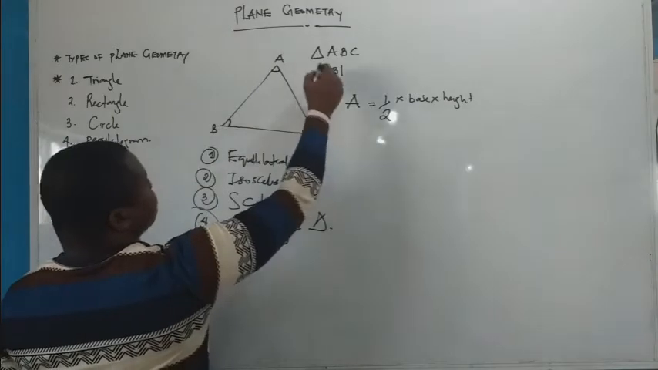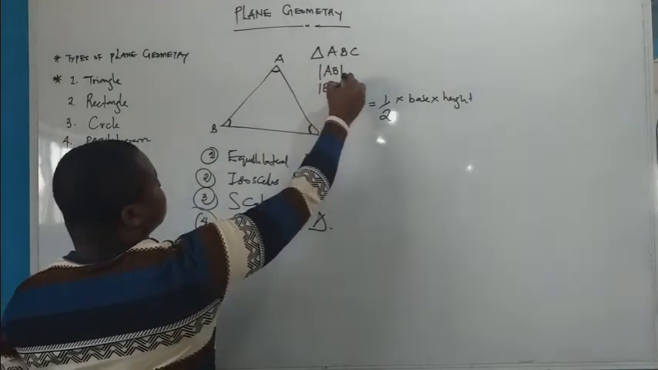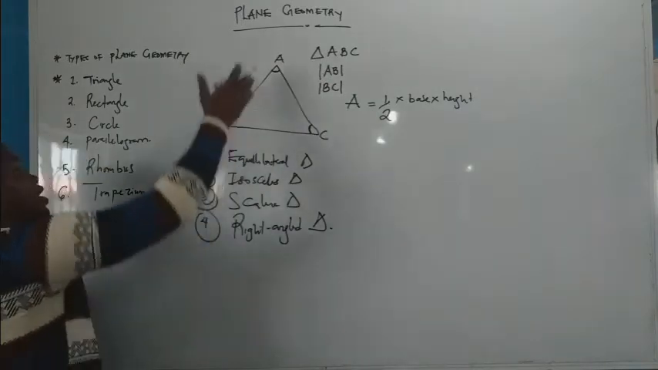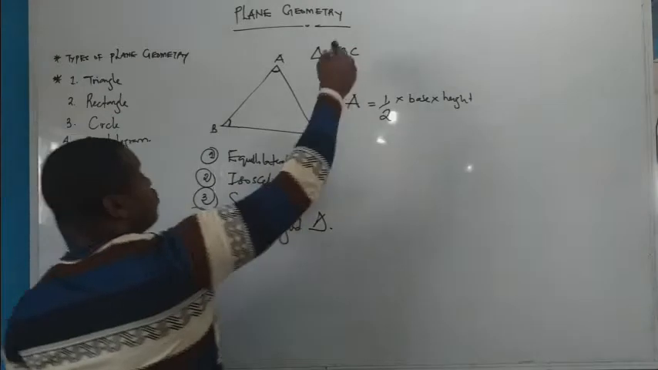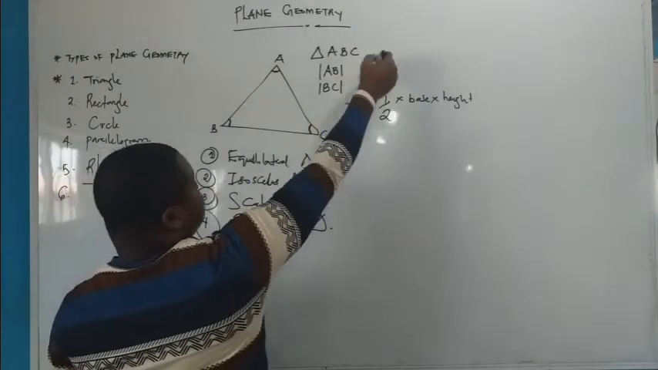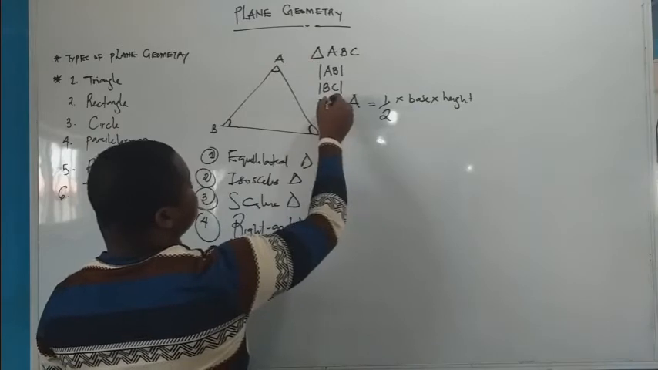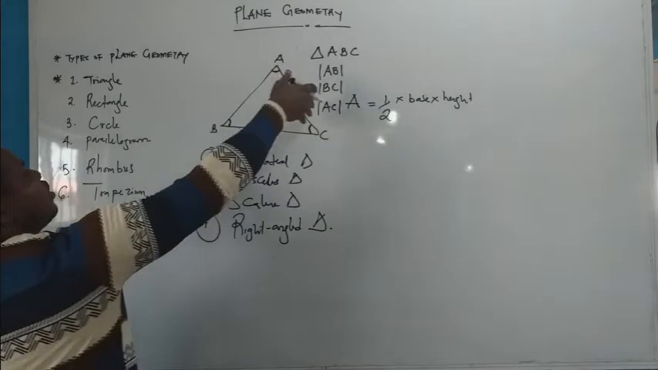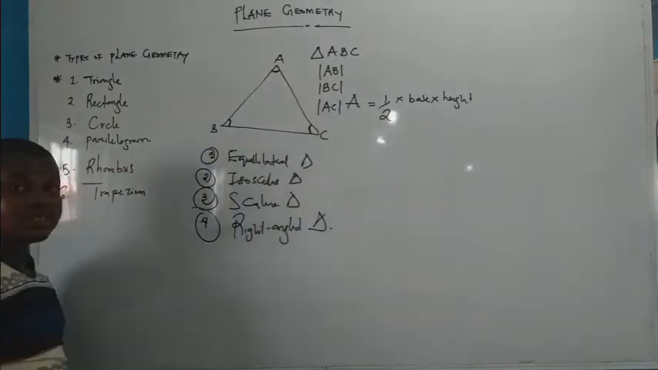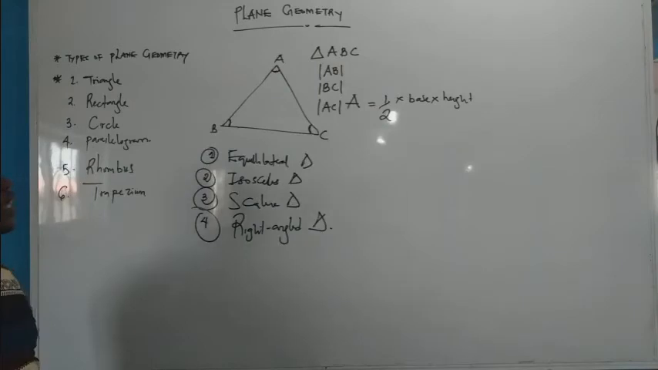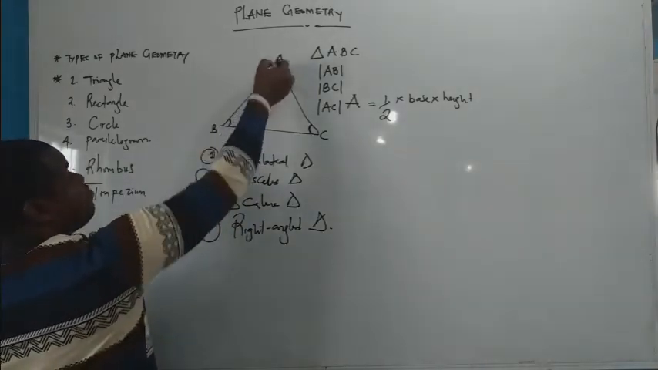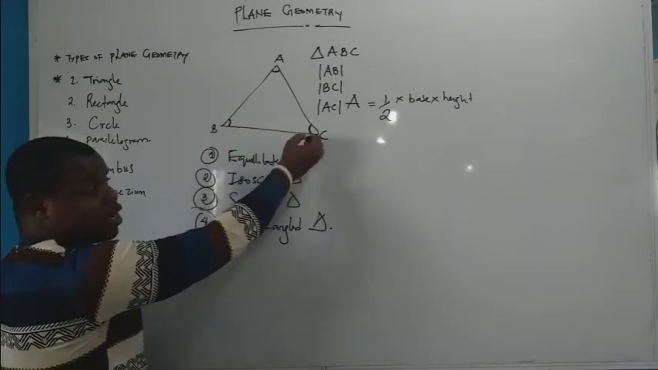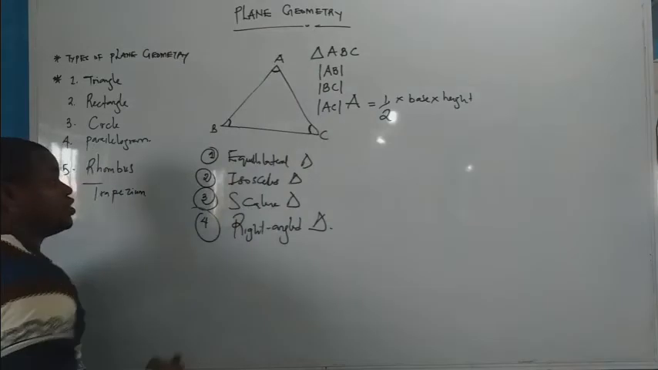Then side BC, this means side BC. If you want to write side AC or side CA, whichever way, let's take side AC. So these are ways to represent the sides. Now, any of the sides can be the base of the triangle, depending on how it is drawn. AB can be the base of the triangle, BC can also be the base, and AC can also be the base of the triangle.